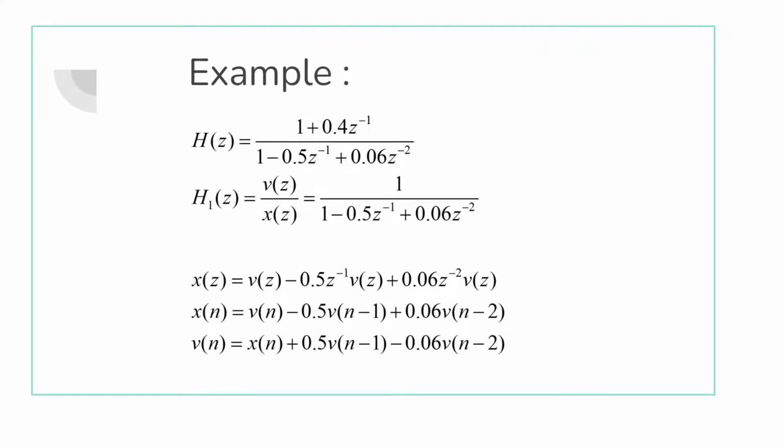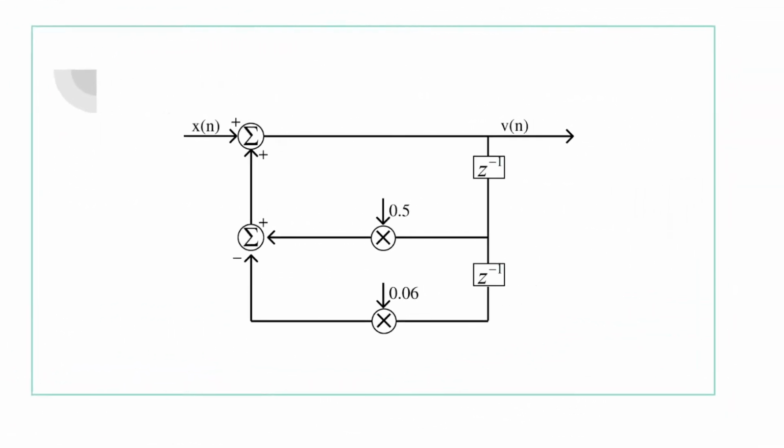To understand the concept of direct form 2 structure, we'll consider one example. As direct form 2 structure is known as pole-zero realization, we will consider first the poles of the transfer function, which is nothing but the denominator. We will represent the denominator of the transfer function as H1(z), and if we cross multiply and apply the inverse Z transform, we will get v(n) in terms of x(n) and delayed v(n). If we write the flow graph for H1(z), we'll get this diagram with the input x(n) and output v(n).